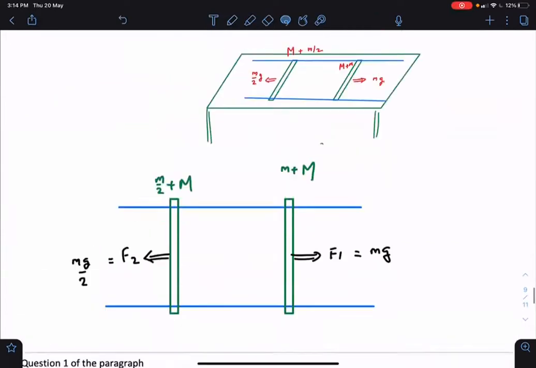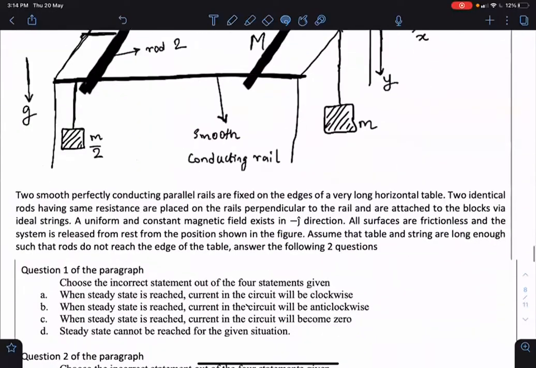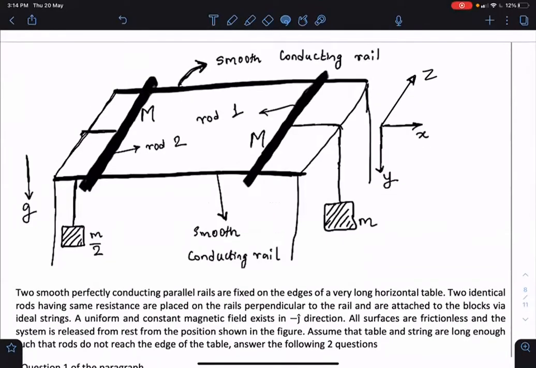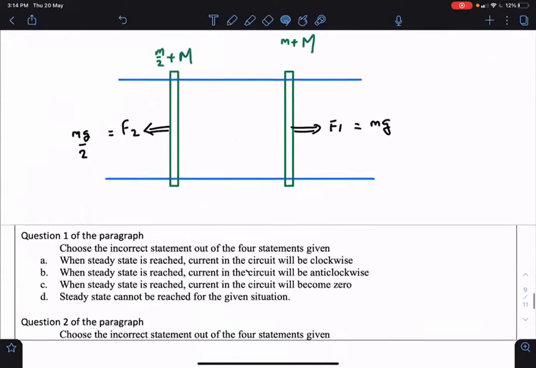How is the magnetic field? Upward or downward? It is minus J, which is upward now because J is downward. J is downward, so minus J is upward, meaning out of the plane.